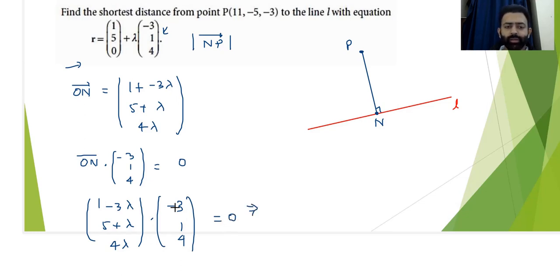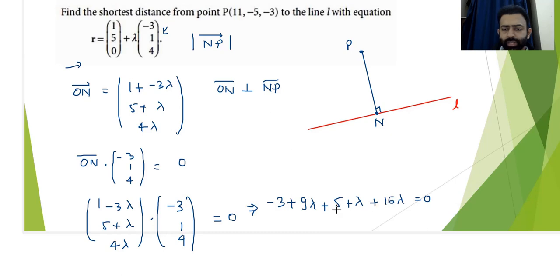From this I get -3 plus 9 lambda plus 5 plus lambda, and this is 16 lambda. Okay, this is the dot product of LHS and this should be equal to 0, the reason being that ON is perpendicular to NP. So from this let us find out the value of lambda.